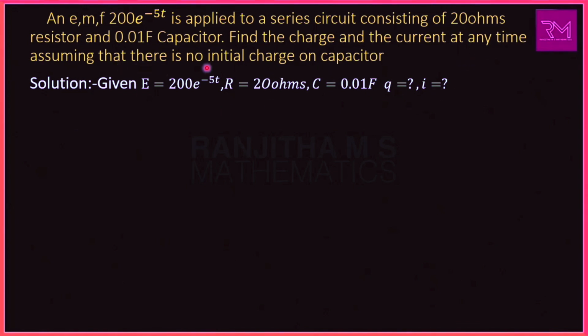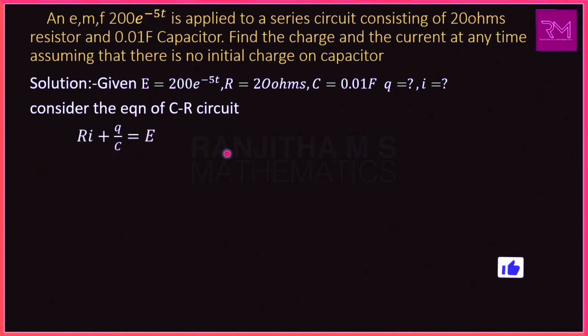Since this is a CR circuit problem, first you have to consider the differential equation of the CR circuit, that is Ri plus Q by C equal to E. This is the differential equation formula of the CR circuit, where R is the resistance, C is the capacitance, E is the electromotive force and Q is the electric charge, where I is dQ by dt. We know that the current I is given by dQ by dt.